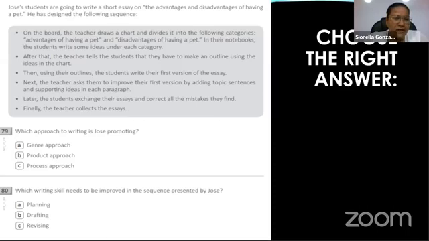The teacher collects the essays. All right, look at that. Correct all the mistakes they find. What do you think the answers are? I'm going to go ahead. Yes, I think that we don't really have much time. So we need to keep in mind that this is a revision thing, all right?